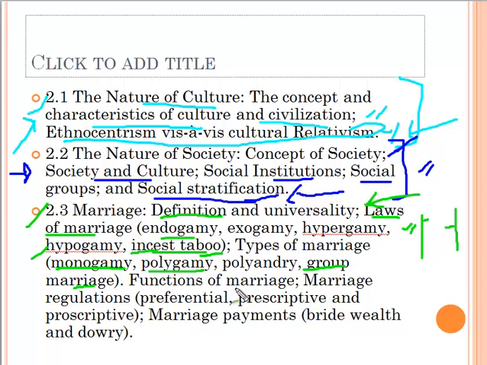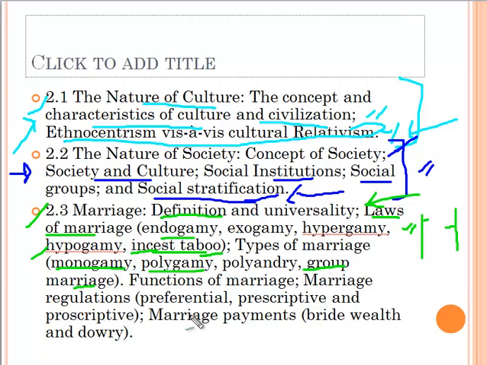Then functions of marriage. What are the functions that it serves? There could be economic functions, that people come together, live and cooperate with each other. Another function could be, whenever you have a child, who will give it education, who will give it shelter and all. So all those things come under functions.